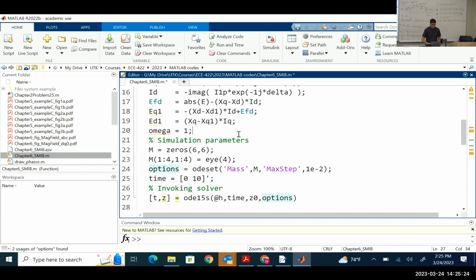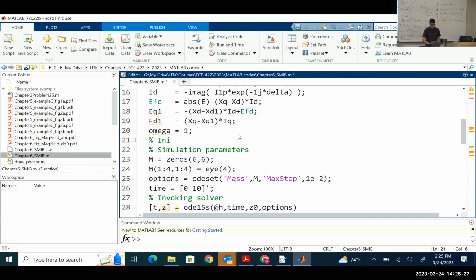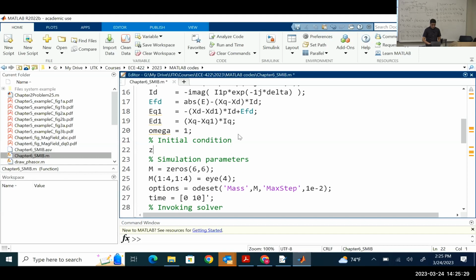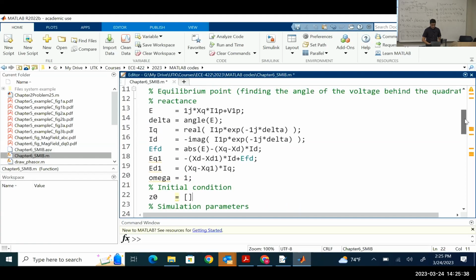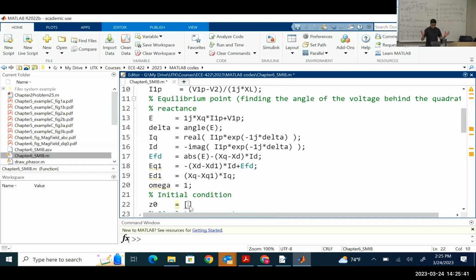Okay. So what I forgot to do here is the initial condition, we need to define what is Z0. So all the variables are calculated already here. All that I'm going to do here is to put them in order. So the first one is EQ prime, then ED prime, then delta, then omega, then IQ, and then ID. And with those numbers that we calculated, we should be in a steady state.